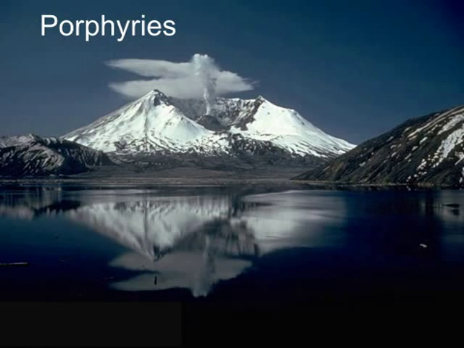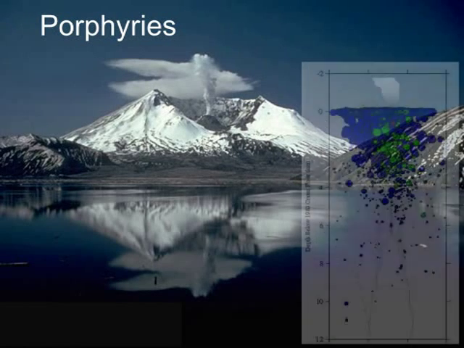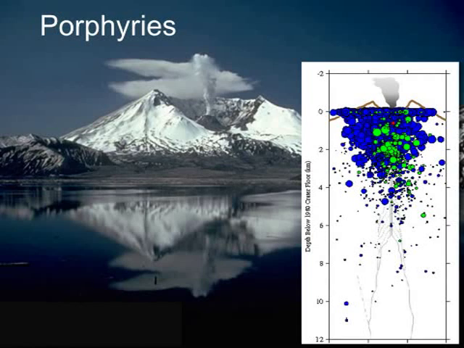Porphyries generally form in and around the magma chambers that feed volcanoes. This is Mount St. Helens a few years after it blew its top. Now, seismic surveys show that the main magma chamber extends from 7 kilometers below the surface down to about 12 kilometers below surface. But the data from the earthquake epicenters shows that there is a smaller magma chamber at a depth of about 2 kilometers, and that is the focus of the seismic activity.